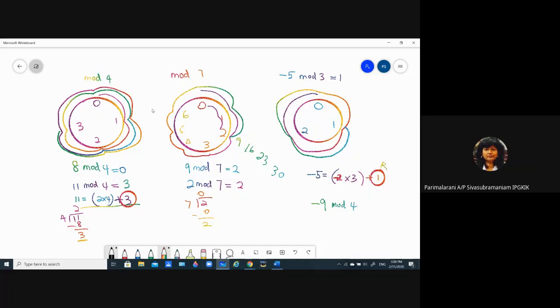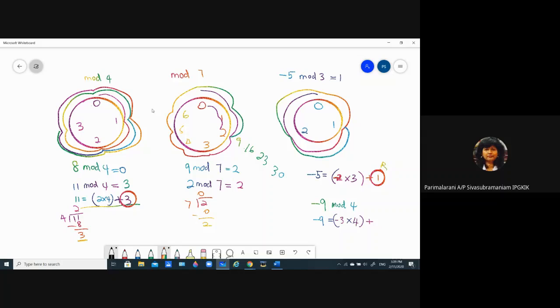Calculation wise, negative 9 is equal to something times 4, since mod 4 means times by 4. We want to see how many multiples of 4. So what number do we write here? This is 9. We want something beyond 9. Negative 3 times 4 will give us negative 12. Negative 2 will give us negative 8, but negative 8 is not below negative 9. So we want negative 12. Now we must add how much to get back negative 9?